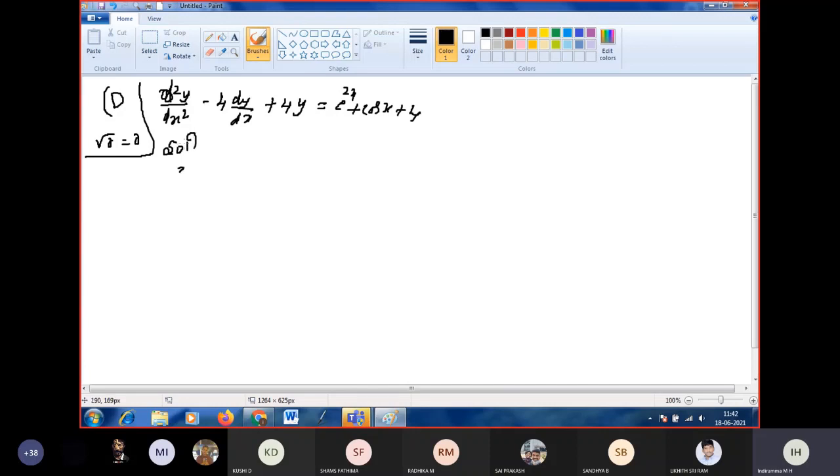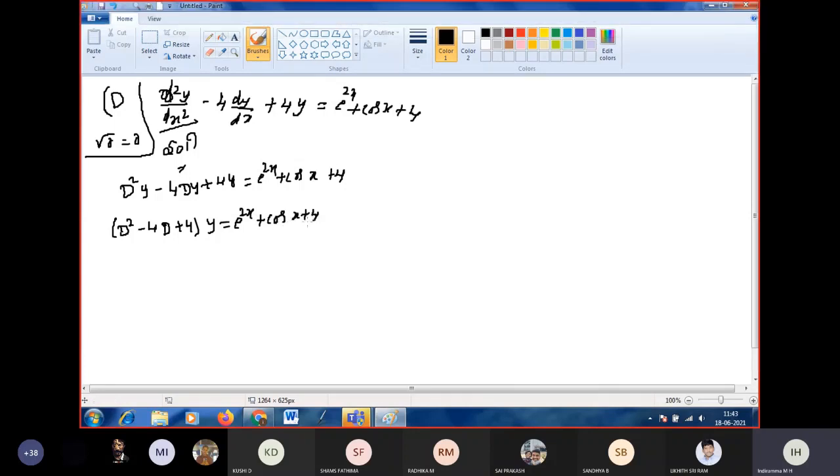So how to write d square y by dx square? As D square minus 4D plus 4. You should write D square y minus 4 into dy plus 4y, correct? Equal to e power 2x plus cos x plus 4. So take down this problem for next one. All of you should solve these problems in your notebook. D square minus 4D plus 4 into y is equal to e power 2x plus cos x plus 4.